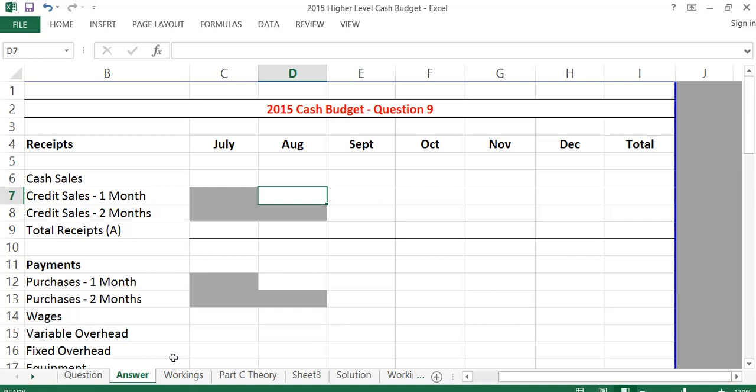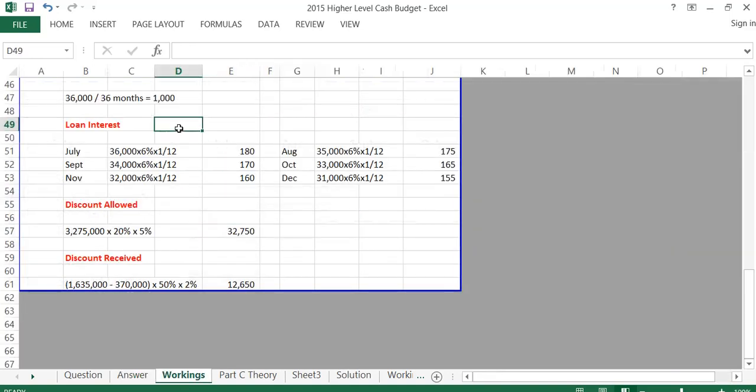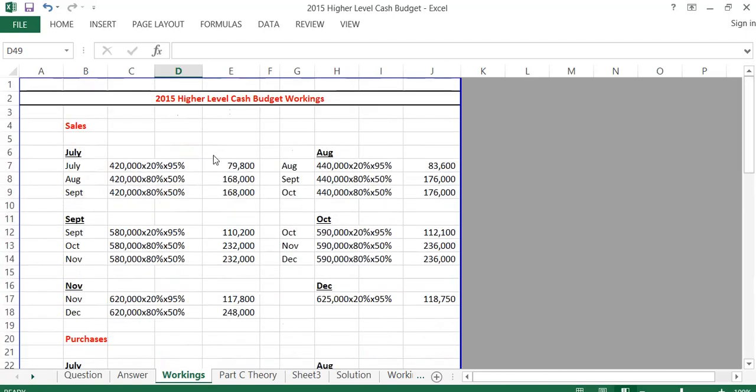So to do the receipts, we'll have a look at workings. In July we're going to sell some goods for cash, we will receive the money 1 month later in August and some 2 months later in September. So our sales for July are 420,000. I start off with my 420,000, I multiply it by 20% because 20% of them are for cash, and if they pay in cash we give them a discount of 5%, so we only get 95% of the money, which will be 79,800.